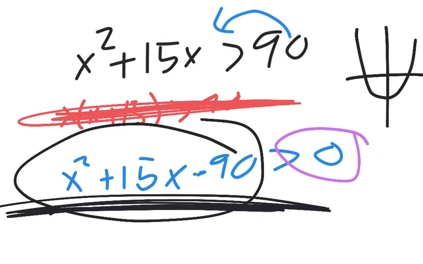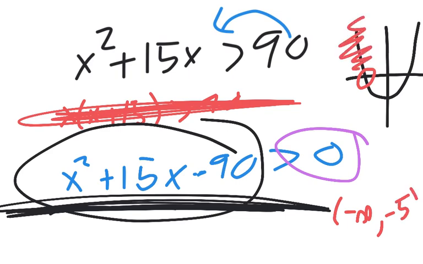Well, it would be above 0 from negative infinity up to this point. I'm going to call it -5. Right? All of this is greater than 0. And all of this is greater than 0. Above the x-axis. So then you'd have to do a union. And then say that the x-intercept's at 4. It goes to positive infinity. That's the way you solve those.